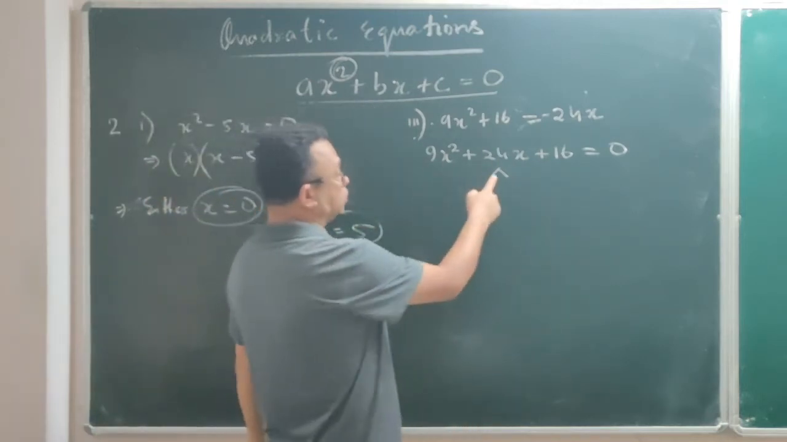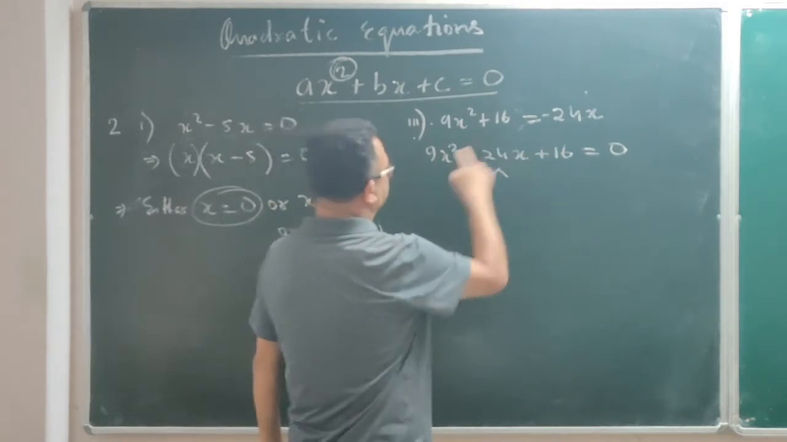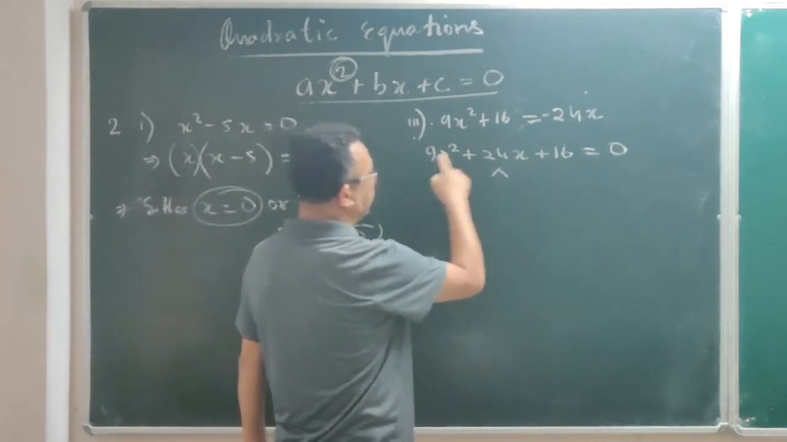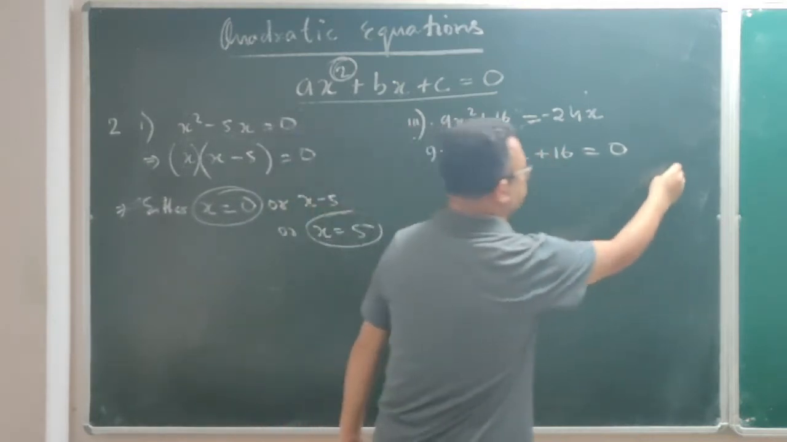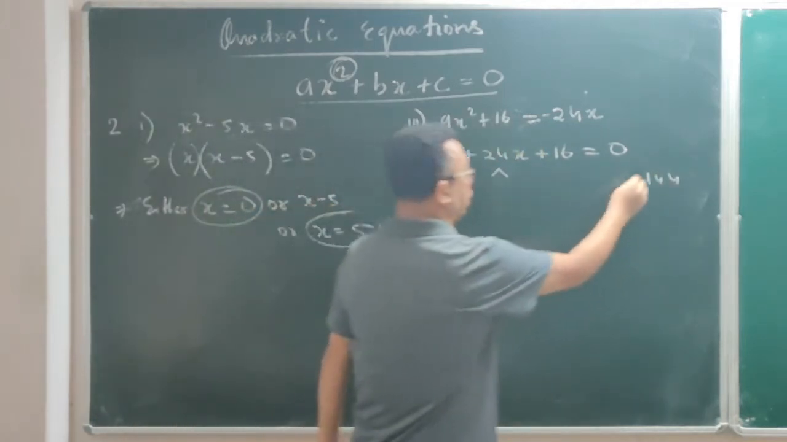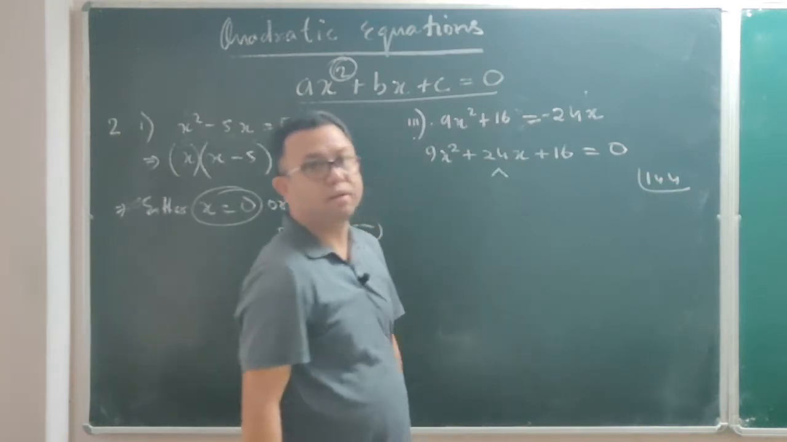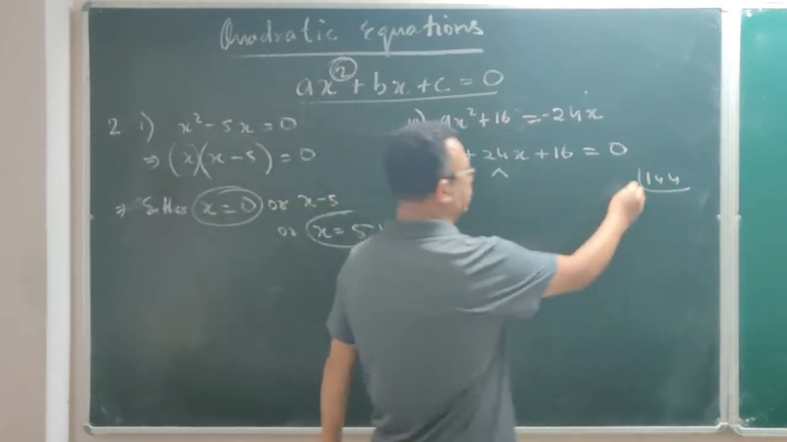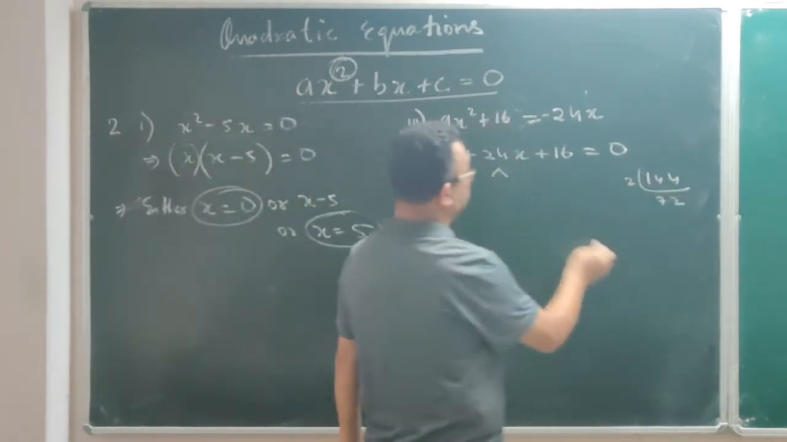Alright, let me split now. To split it, first multiply the first number with the last number, 9 into 16. Now I am going to multiply 9 into 16. 9 6s are 54, and then 9 1s are 9, plus 5 is 144. So this 144, I will find out all the prime factors like this. 2 will go here, 72. Now see, I need 24.